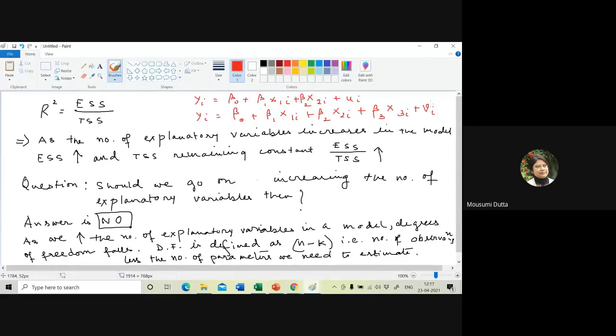Please add: hence, we need to have a trade-off between the improvement in ESS and the reduction in DF, reduction in degrees of freedom.